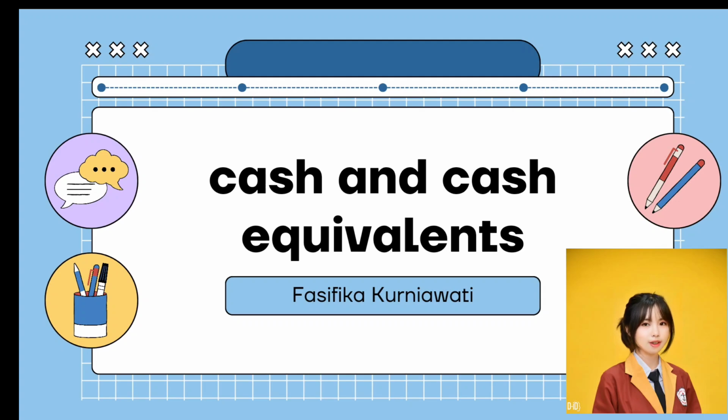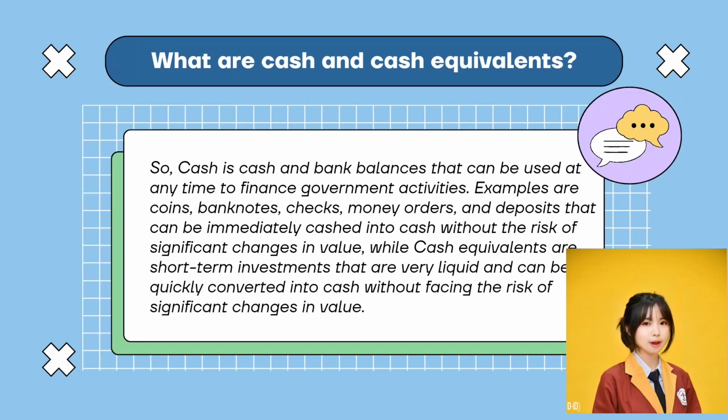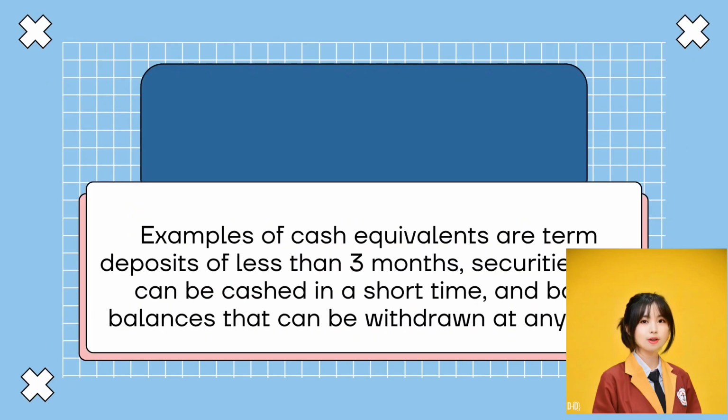What are cash and cash equivalents? Give examples of each. Cash is cash and bank balances that can be used at any time to finance government activities. Examples are coins, banknotes, checks, money orders, and deposits that can be immediately cashed into cash without the risk of significant changes in value, while cash equivalents are short-term investments that are very liquid and can be quickly converted into cash without facing the risk of significant changes in value. Examples of cash equivalents are term deposits of less than 3 months, securities that can be cashed in a short time, and bank balances that can be withdrawn at any time.